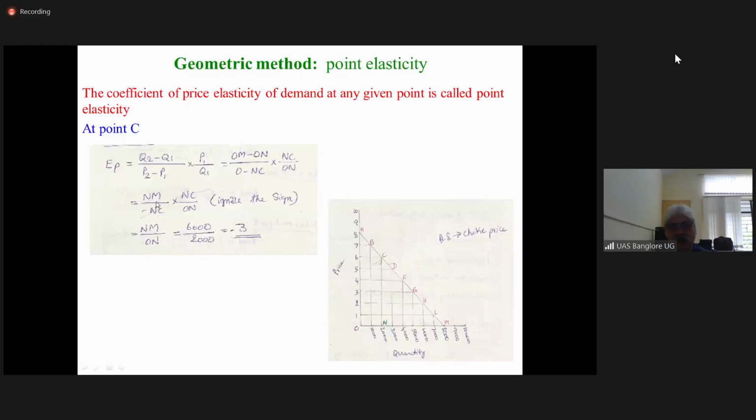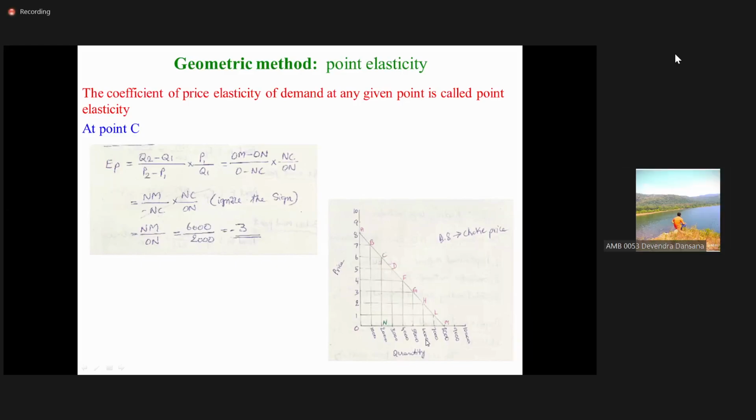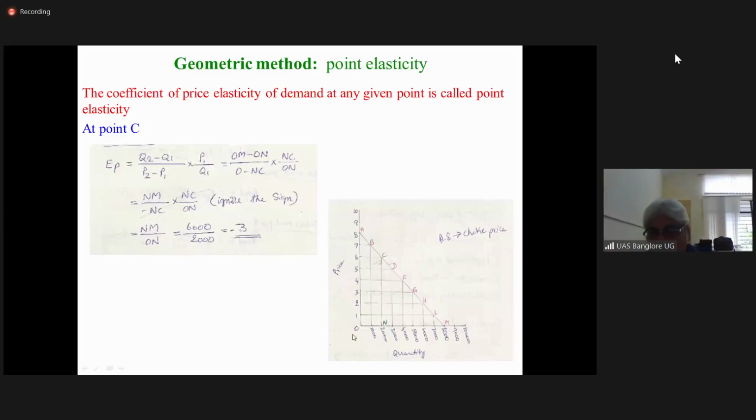So what is OM minus ON? Look at the figure here. Are you following me? Yes, sir. Now OM minus ON. OM is this length, ON is this portion. So OM minus ON, what is left? NM. So that is your NM.